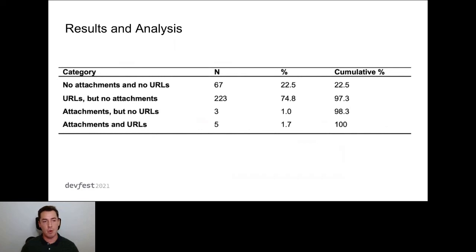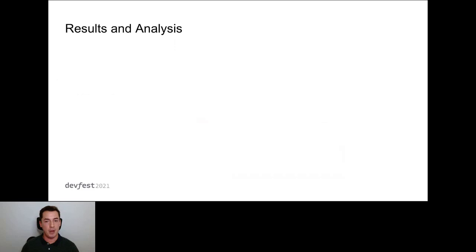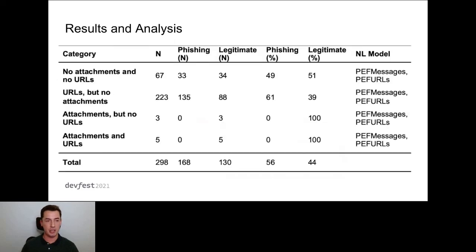Unsurprisingly, most of them had a URL but no attachment, which is 74.8%, and the other one is no attachments and no URLs with 22.1%. And just over 1% is the rest where they had an attachment. So most of the emails received had no attachment. So there was a 97.3% with no attachment as well. What is the ratio between them?